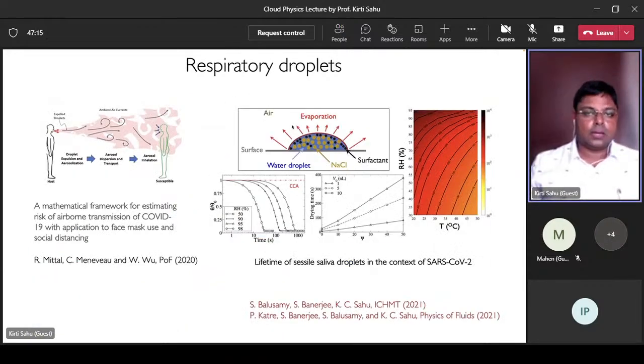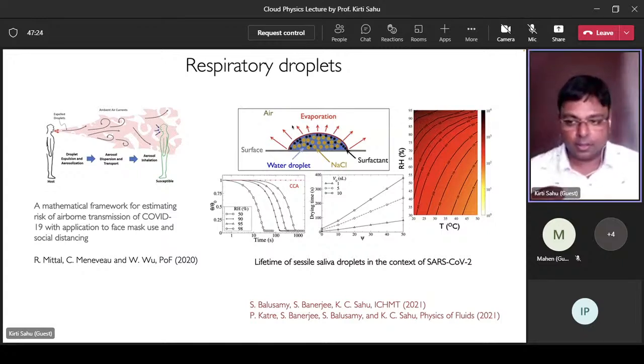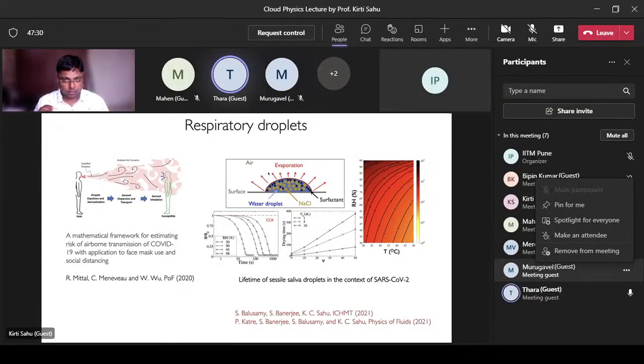This is in the context of the current situation, studying the droplet coalescence, and there is some noise coming. Is it from my side? There is no noise. Okay.